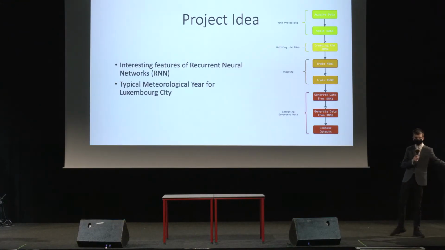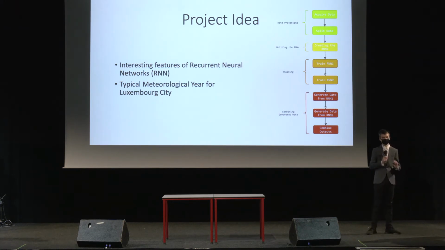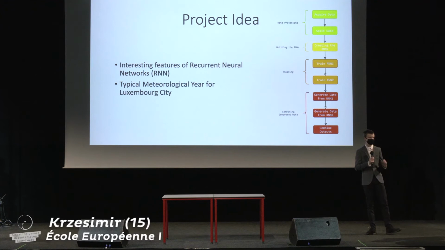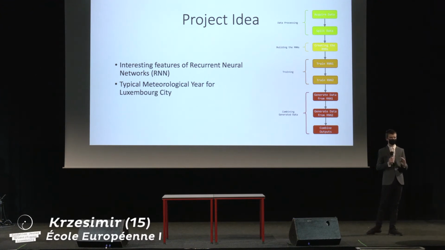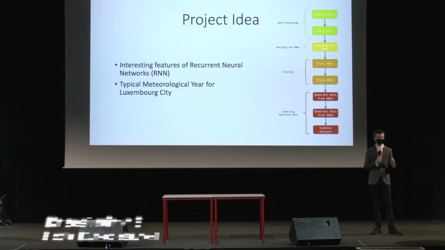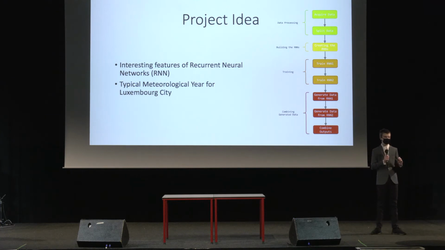Recurrent neural networks have an ability to capture the structure of sequential data. I have utilized that property of recurrent neural networks to analyze the temperature data for Luxembourg City and create an artificially generated typical meteorological year for Luxembourg City.